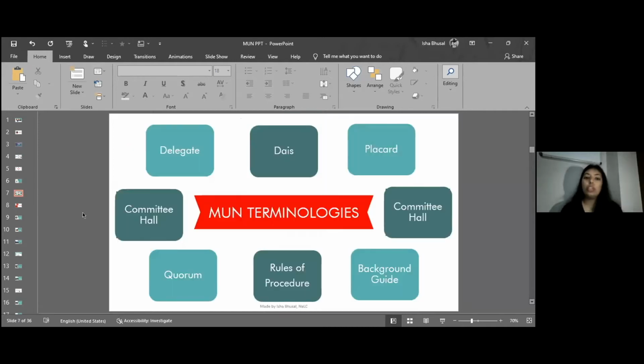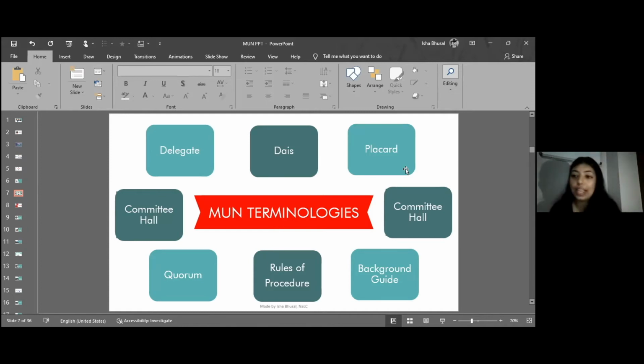So before we jump into ROPs and everything, let us discuss some MUN terminology. Right now, I'm not just going to be speaking on a virtual basis, but also about a live MUN, which would help you if you ever do one. Things like the committee hall and this placard. I'll be explaining what those are as well. If you have not done MUN, then this would be really helpful.